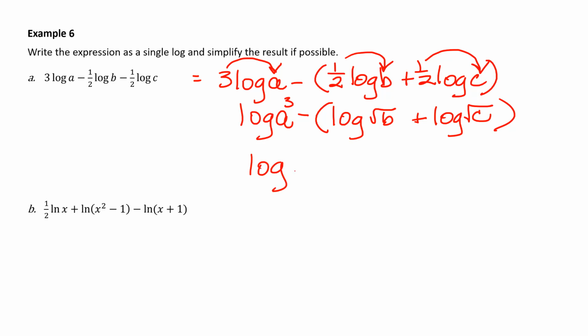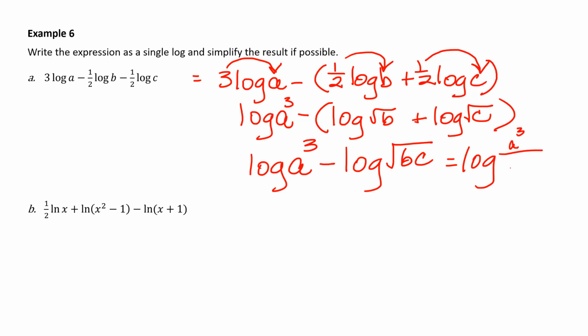So log of A cubed minus the log of square root of B times square root of C, which is just the square root of B times C. Now I am subtracting two logs, which means that I can write that as the log of the quotient of those arguments. So log of A cubed over the square root of BC.